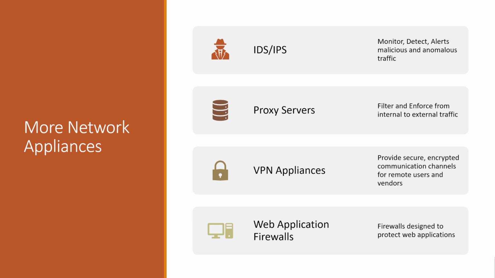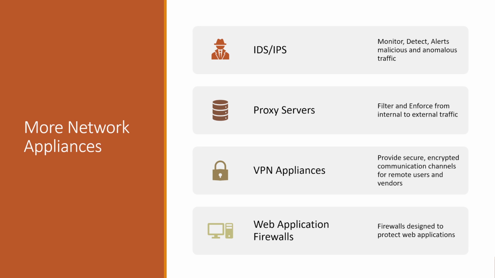We may have our proxy servers. And remember, the proxy server is an intermediary between the users and the external services, like websites or cloud applications. They can help us filter traffic, enforce security policies, or even cache frequently accessed content so we're not getting that content over and over. We've got our VPN appliances, virtual private network. They provide secure encrypted channels of communication for our users accessing the network remotely. And remember that VPNs are not just for users, but could also be for our vendors, so we can have secure communication from outside our network for the vendors as well.